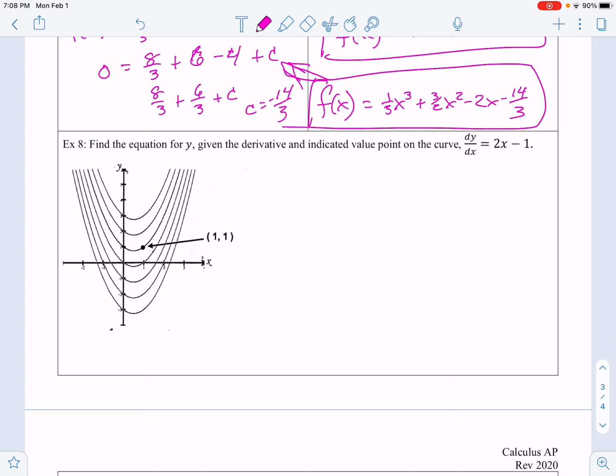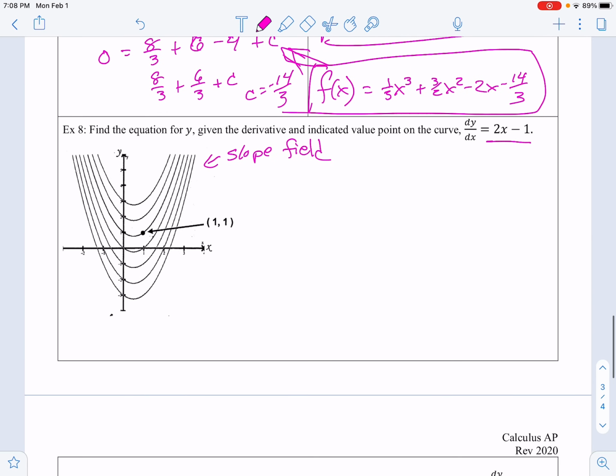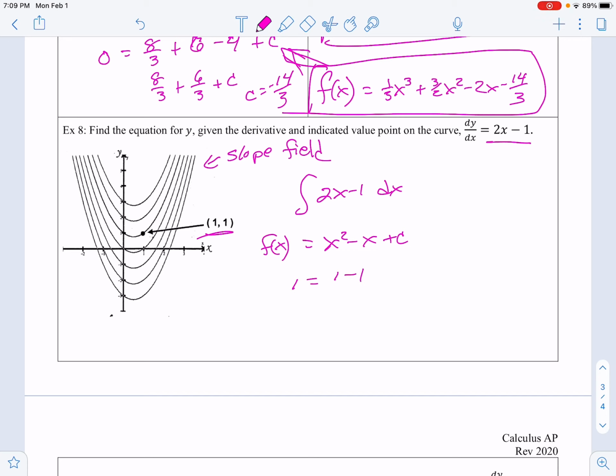This one looks sort of like a slope field, sort of. It's taking this function and adding all sorts of different c's to it. It moves it on your graph, right? So if I integrate 2x minus 1 dx, I get x squared minus x plus c. That equals f of x. They told me 1 is on there, so 1 is equal to 1 minus 1 plus c. So c is equal to 1. So my function is x squared minus x plus 1.